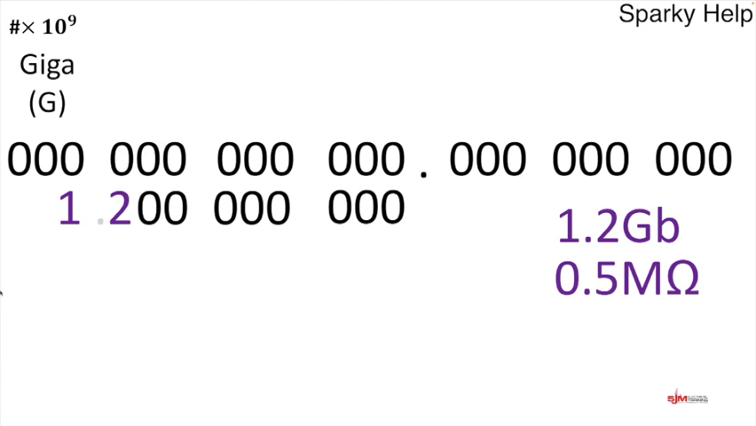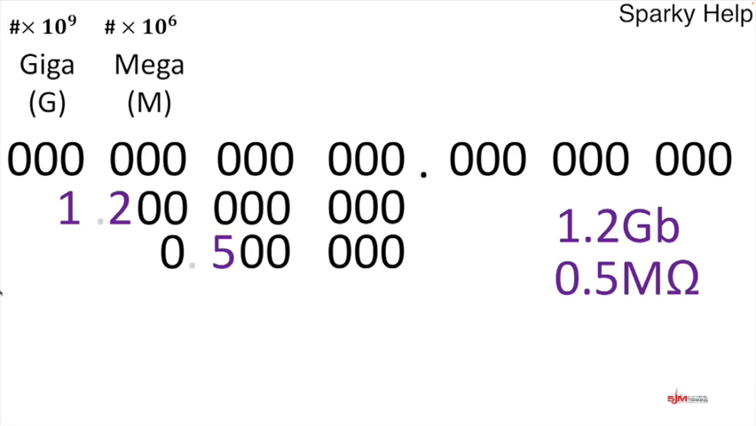What about this one then, 0.5 mega ohms. So mega goes in this location, which is times 10 to the 6. 0.5 goes in this location here. Adding the zeros in then becomes 500,000. So that's 500,000 ohms, or another word you could say for this is 500 kilo ohms.